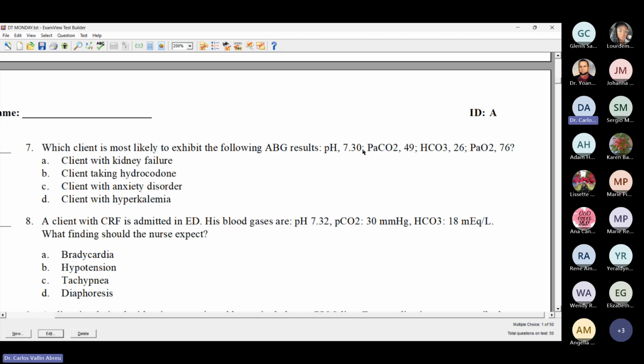So I have a pH that is low. So this client has an acidosis. Now I need to determine if this acidosis is respiratory or metabolic. The CO2 is elevated, so it's high. So the arrow of the pH is low, and the arrow of the CO2 is high. So all the arrows are opposite, okay?